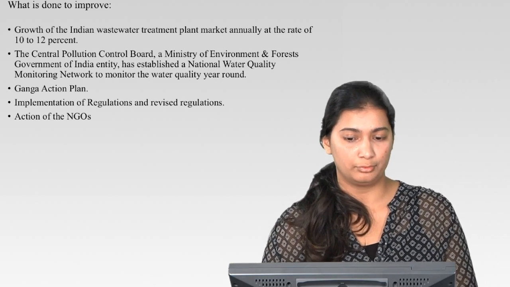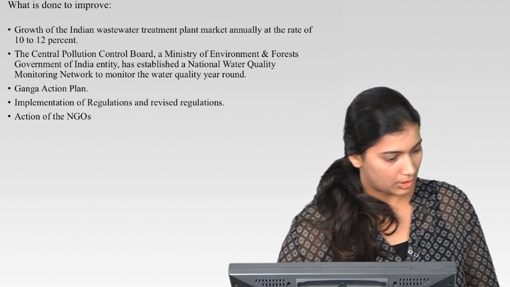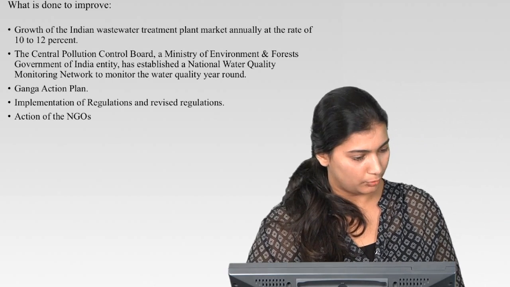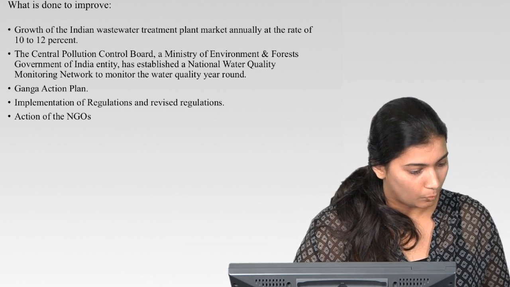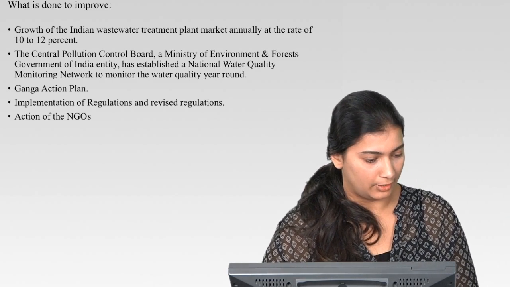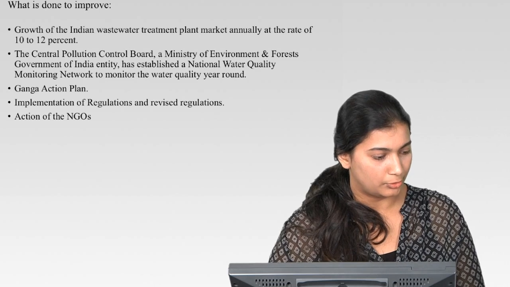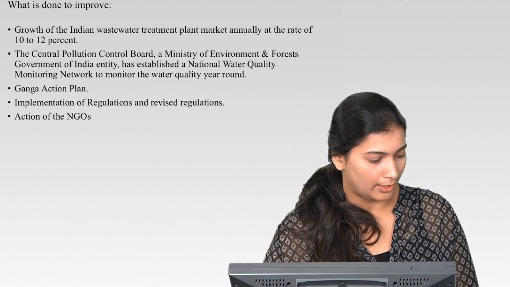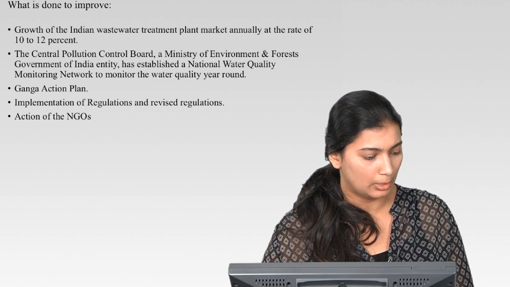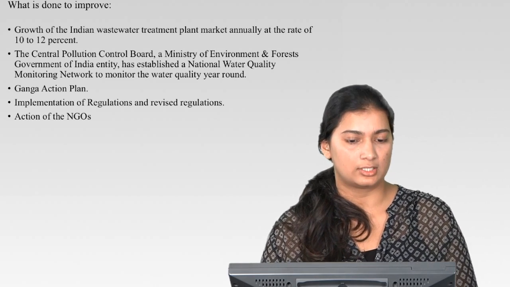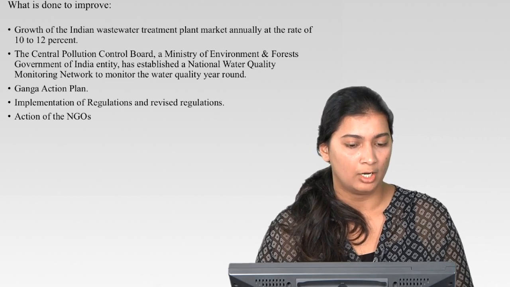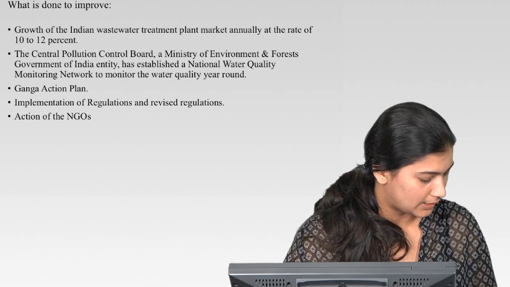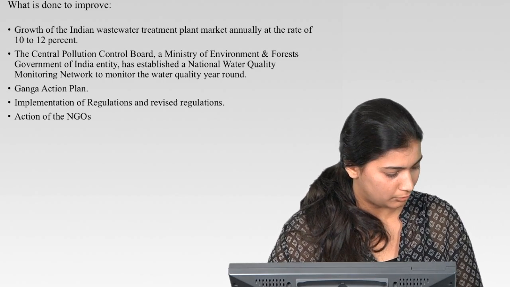Again, implementation of rules and revised regulations. There are three acts with respect to water pollution: the Water Prevention and Control of Pollution Act of 1974, the Water Prevention and Control of Pollution Cess Act of 1977, and the Environmental Protection Act of 1986. These three acts have been revised to have more stringent standards. Also, there are a lot of non-governmental organizations that are taking efforts towards reducing water pollution.